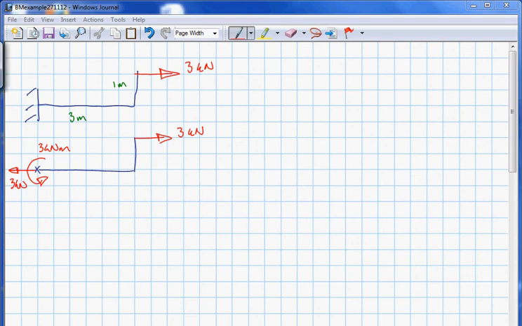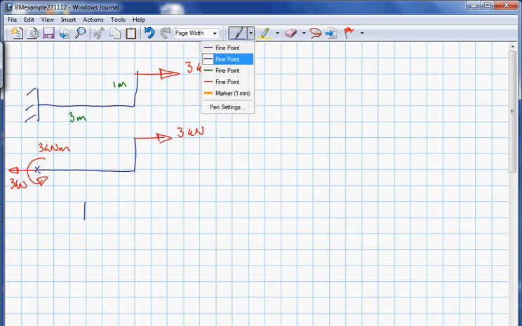look at the vertical bit and make a cut which exposes only the applied external force of 3 kilonewtons.